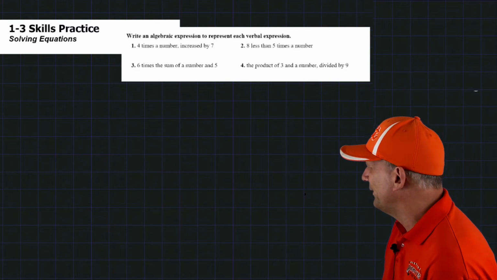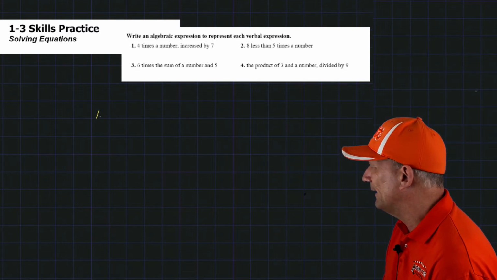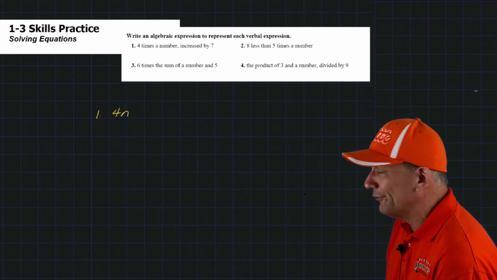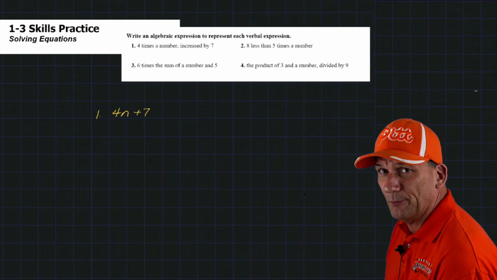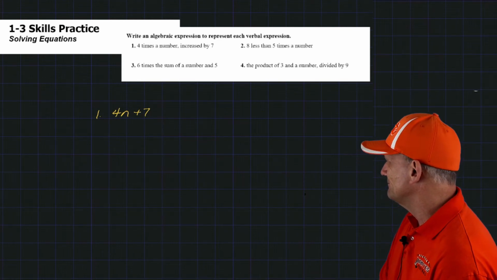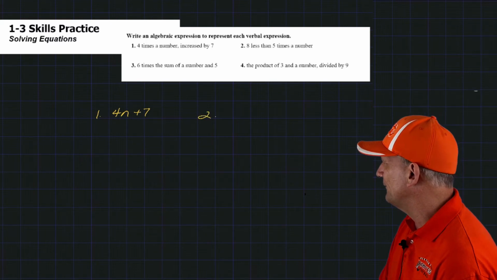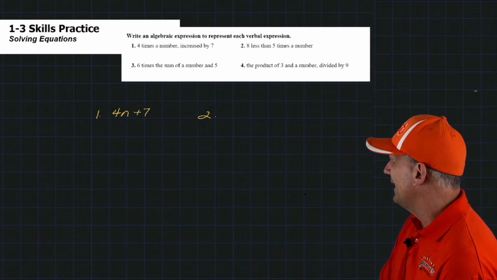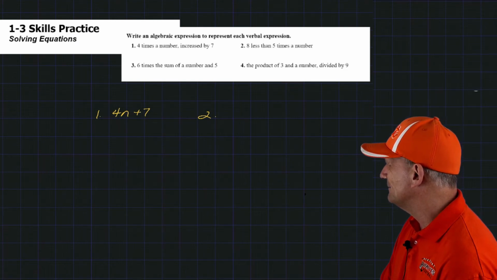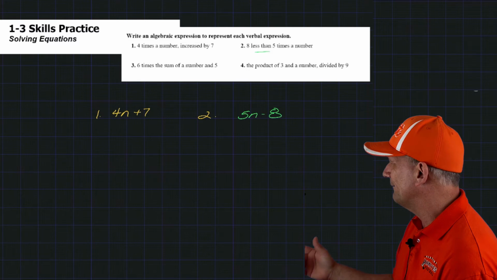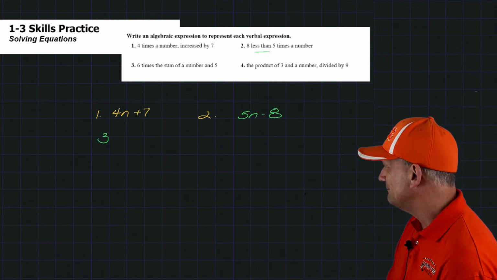Okay, so before we can start solving equations, we have to understand the language of math. Just like any language, German, you have to understand it before you can really understand what you're doing. So 4 times a number increased by 7: 4n plus 7, n represents the number. Increased is addition. Number 2, 8 less than 5 times a number. So minus 8, that's 8 less than, 5 times a number, 5n.